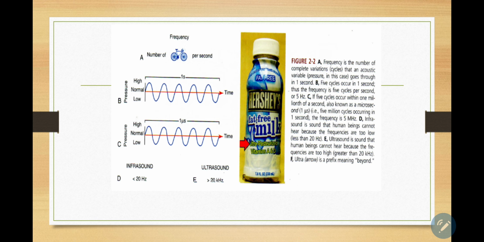Okay, now let's take a look at the diagram here, the differences of the pressure in the sound wave. Okay, so this one, as you can see, is measured by second. This one is measured by microsecond. Okay, so this one means that it is faster than this one. Okay, although they are both in the range already of ultrasound.